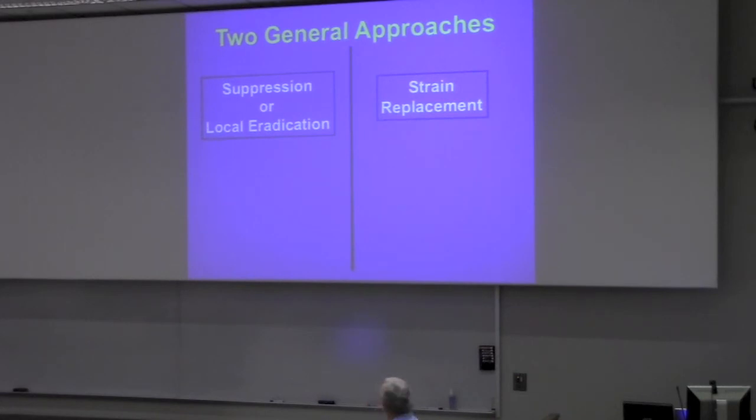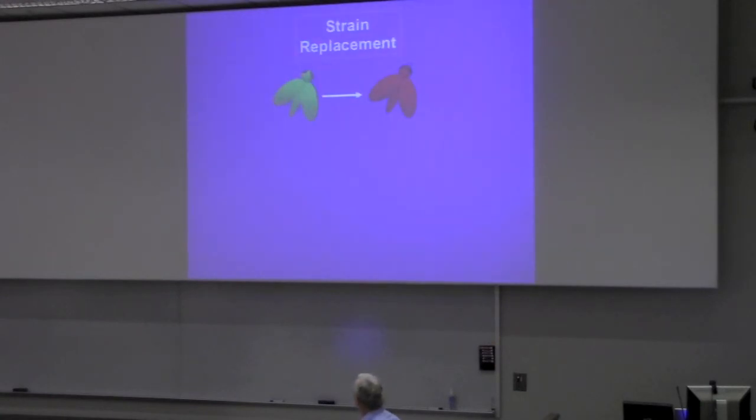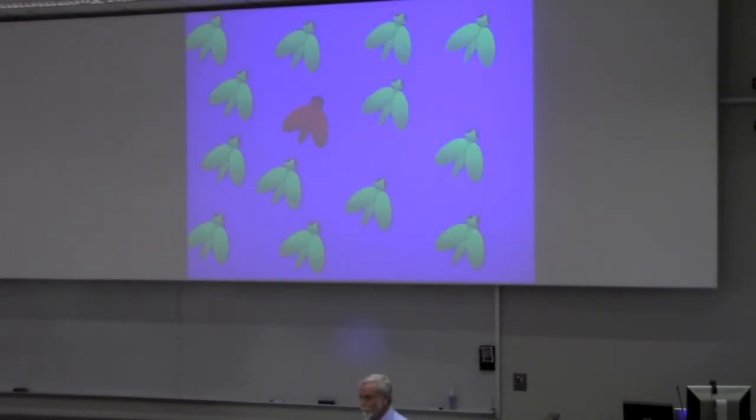local eradication, and the other one is this idea of strain replacement. So basically, in this case, you're trying to take this green insect that's causing problems and turn it into a more benign insect through genetic modifications. So the idea here is that you would be able to release these insects into the wild.